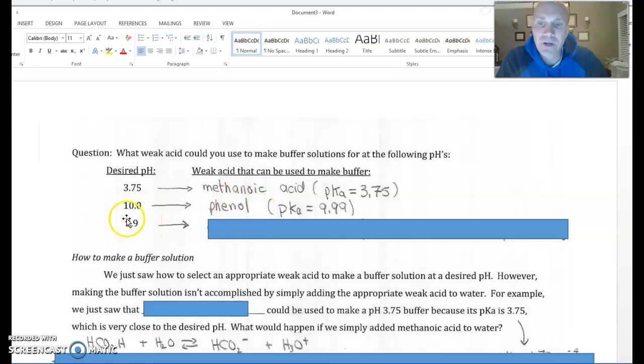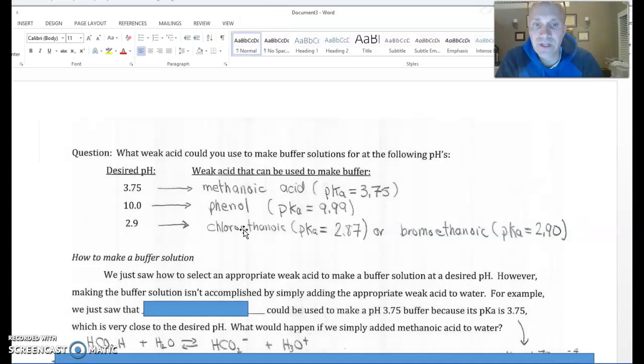All right, so what about 2.9? Again, looking around, there's actually two selections that you could find. There was one that had a pKa of 2.87 and one that was exactly 2.90. Either of those could be used to make a buffer at that pH. All right. So how do we go about making a buffer solution?